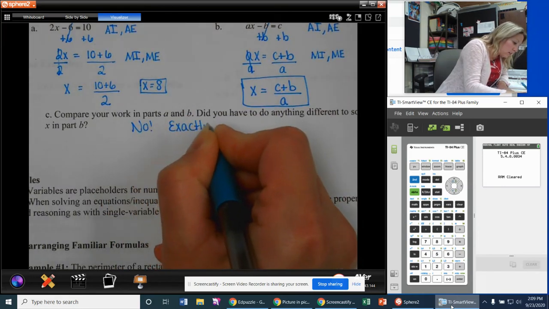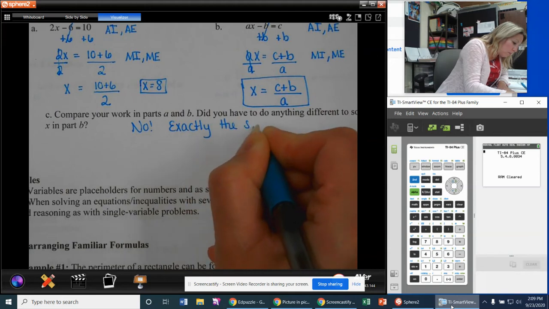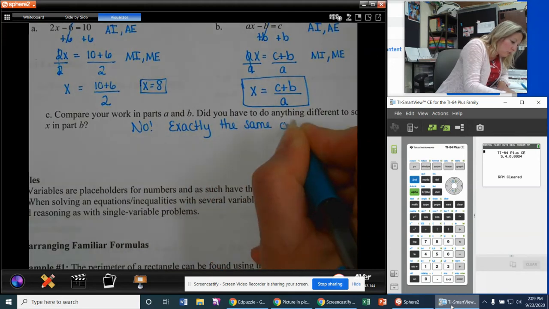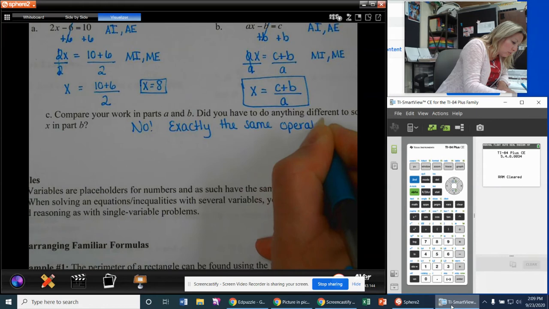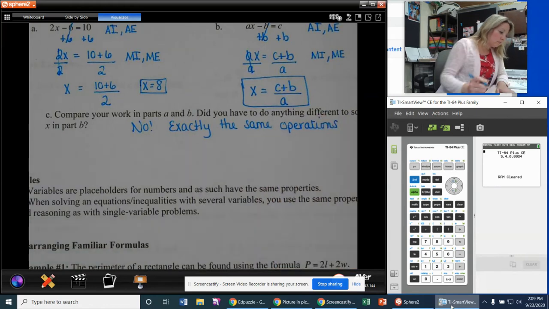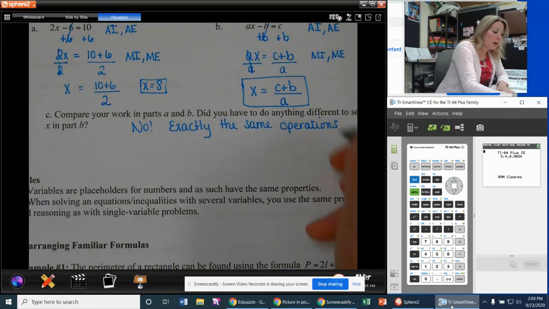Exactly the same operations. Okay? It's exactly the same operations.